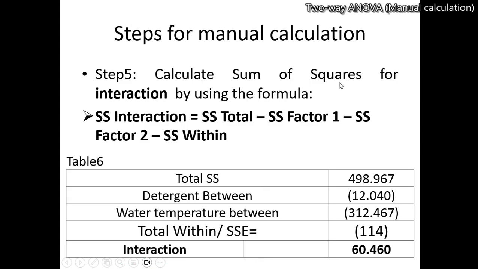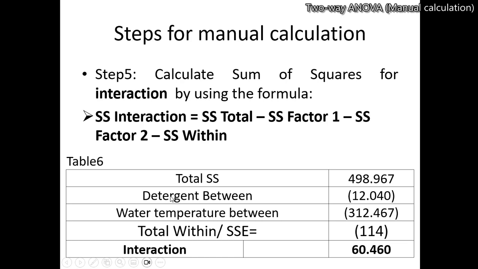Now we calculated the sum of squares for interaction by using the formula. The sum of squares for interaction is obtained as SS total minus SS factor 1 minus SS factor 2 minus SS within.